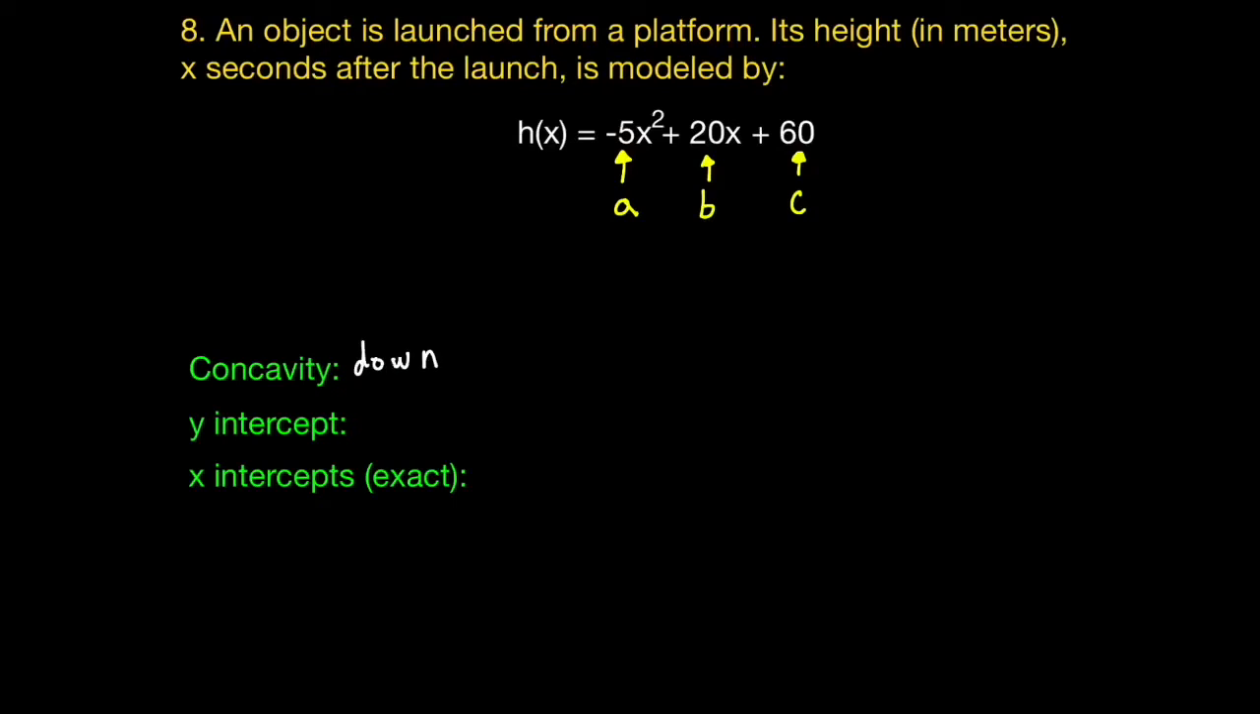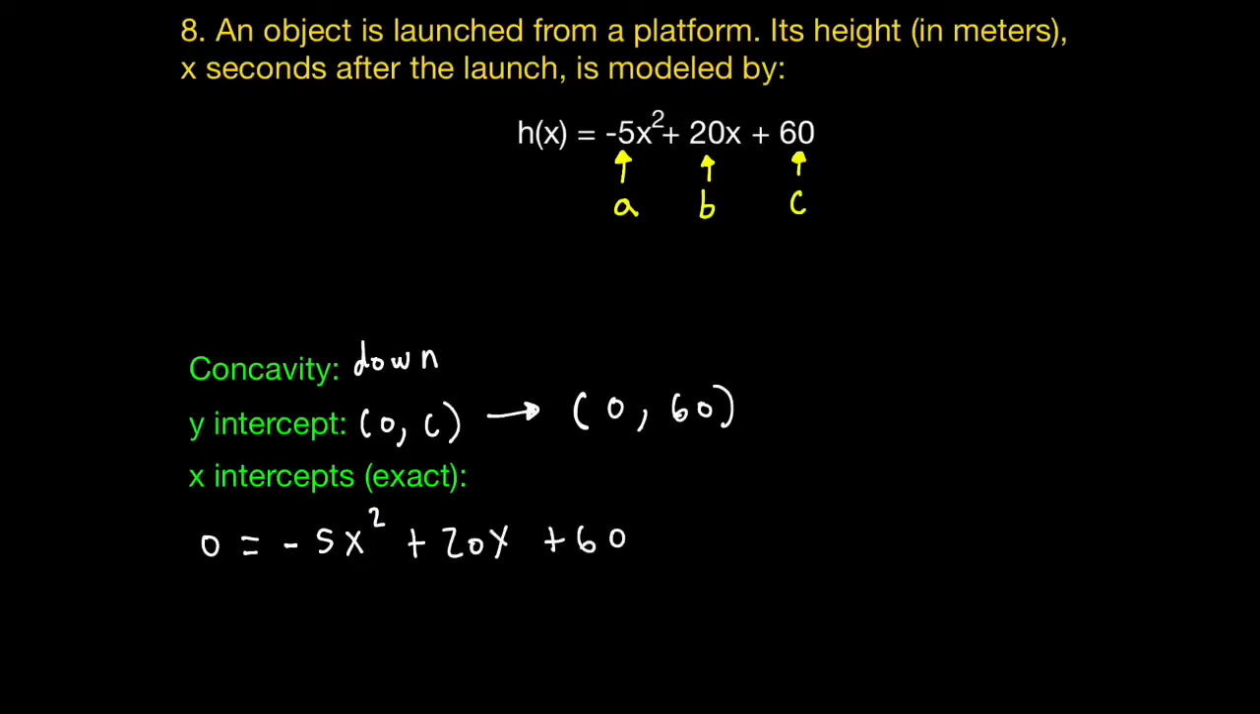To get the y-intercept of a quadratic in standard form, we get the coordinate 0, C. And here the C value is 60, meaning that the y-intercept is going to be 0, 60. Now, to find the x-intercepts of this quadratic equation, we have to set the function equal to 0. So we have 0 equal to negative 5x squared plus 20x plus 60.